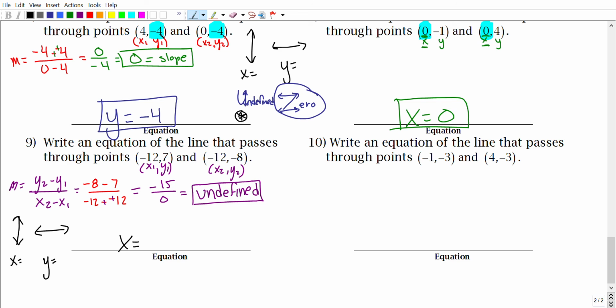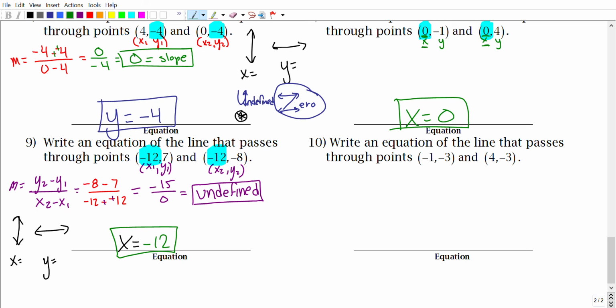Now, which one are we interested in, the x value or the y value? Well, in this case, since it starts with x equals, we're interested in all the x values, which in this case is exactly the same, as it should be. So we have x equals negative 12. Okay, so hopefully you guys got the same answer for number 9.